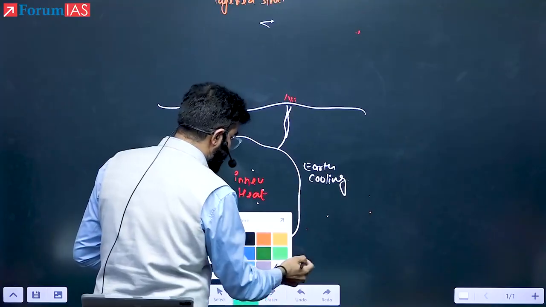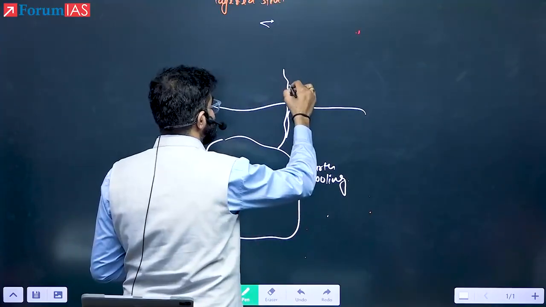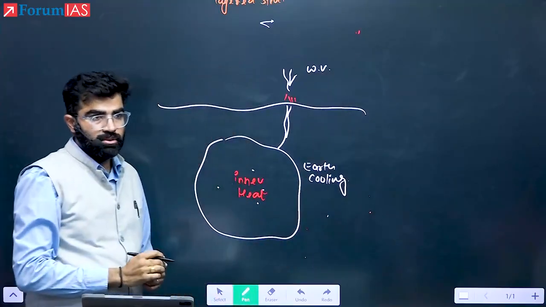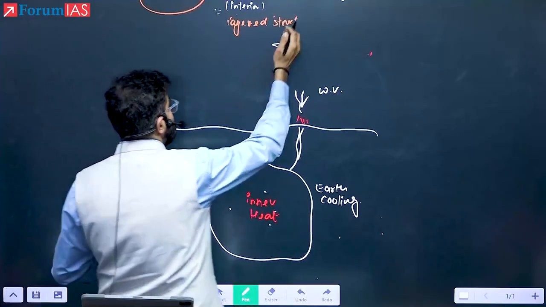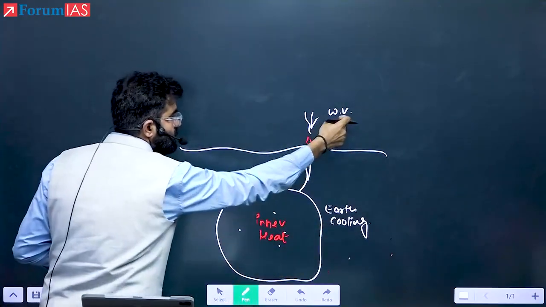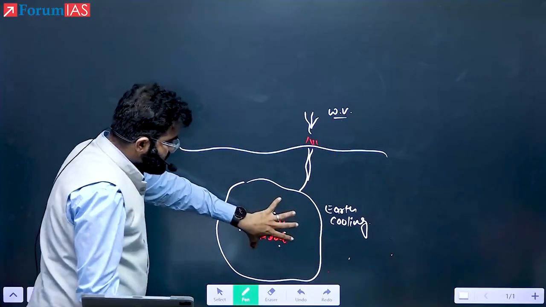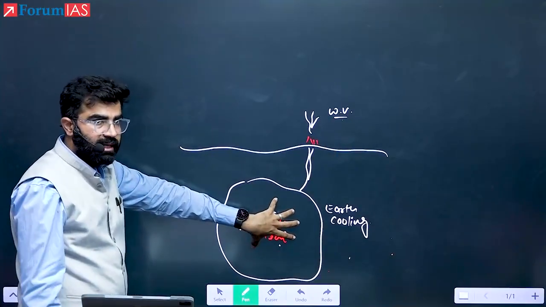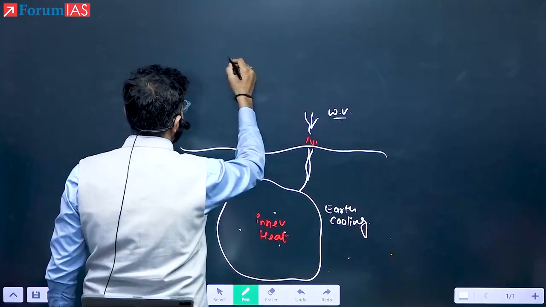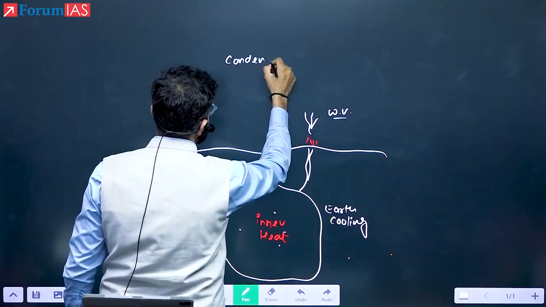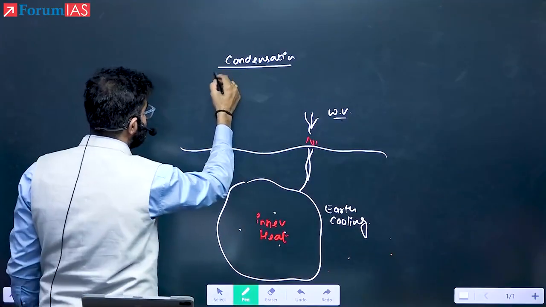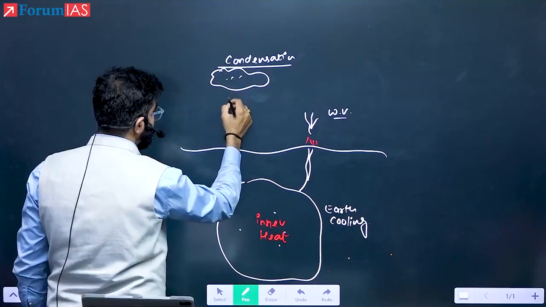In this volcanic eruption, along with some gases, the more important thing for us to understand is that water vapor also came out. Now what will happen? When this entire heat is coming out, the water vapor is coming out. Now tell me, was it colder inside for these gases or outside? Outside. Now the water vapor was going through the process of condensation because of the cooling. Through the condensation, the rainfall started.